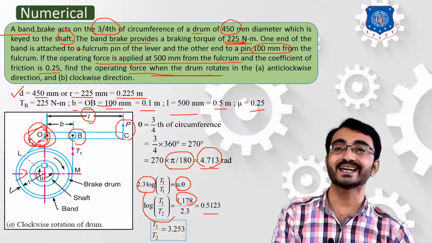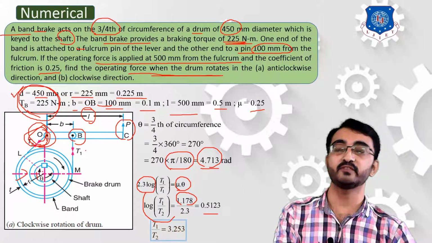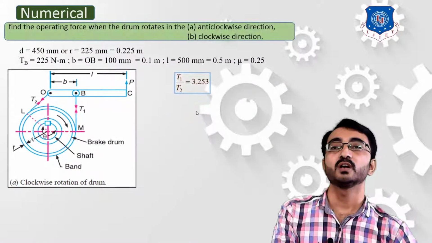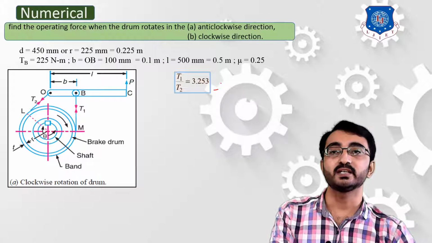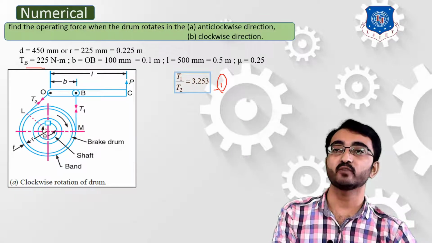Now the second condition they have given is the braking torque. By using this braking torque we can obtain the values of T1 and T2. So let's consider that data. From equation number 1, that is the relation between T1 and T2, now the second equation we have to derive from this braking torque.